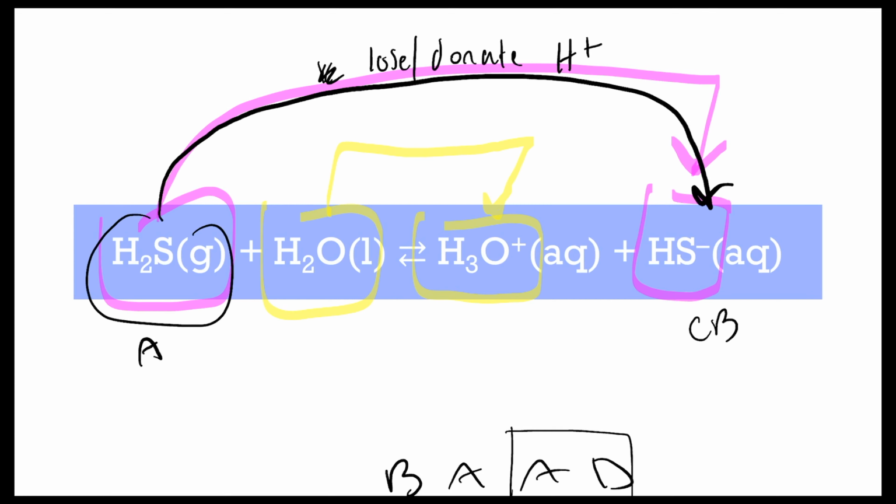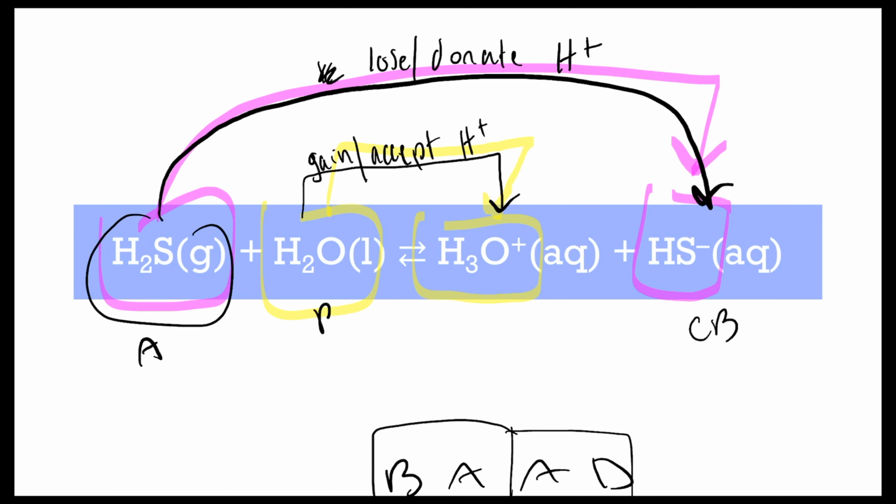And then looking at H2O to H3O plus, in order to go from one to the other, H2O had to gain or accept an H+. And if you can accept an H+, that makes you a base. And then what you look like after you've actually accepted it, that is your conjugate acid.